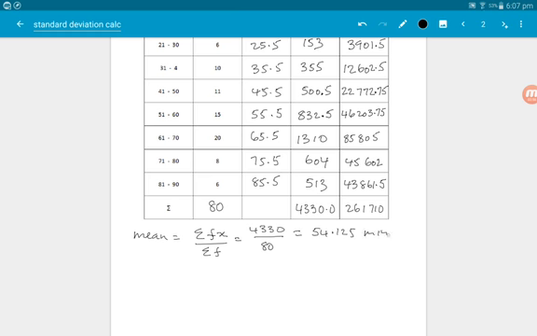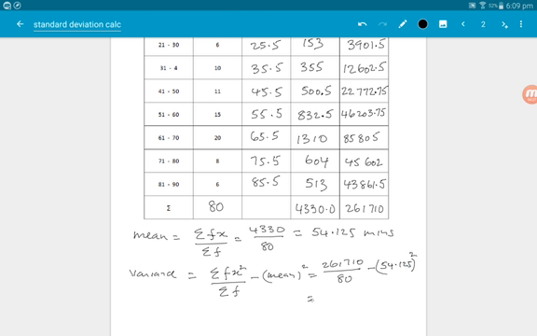The variance is determined by the sum of f times x squared divided by the sum of f, minus the mean squared, which for this example is 261,710 divided by 80 minus 54.125 squared, and this works out to 341.859.